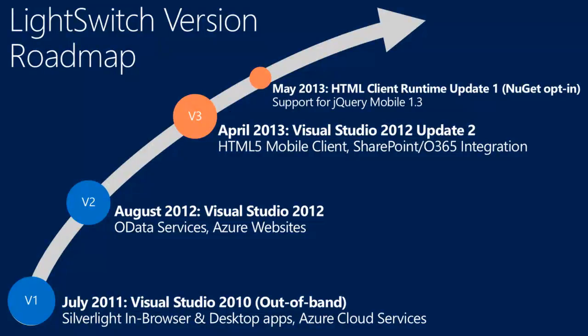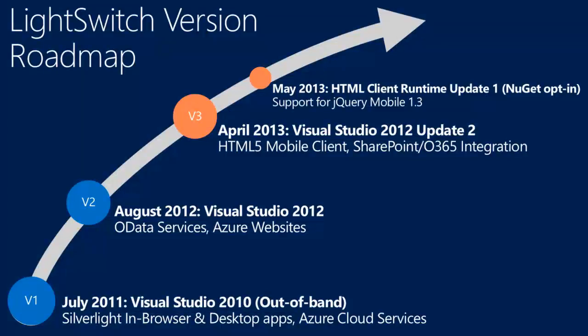We also added support for Azure websites when Azure websites lit up. I think it was a year ago. And then the latest version is the HTML5 and the SharePoint integration. Now that we have an HTML5 client, we don't want you to get left in the dust as jQuery revs, because our client is built on top of jQuery and jQuery Mobile. As those libraries rev, we wanted to make sure that you could also rev LightSwitch as well.